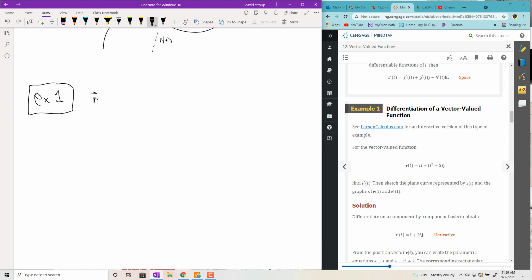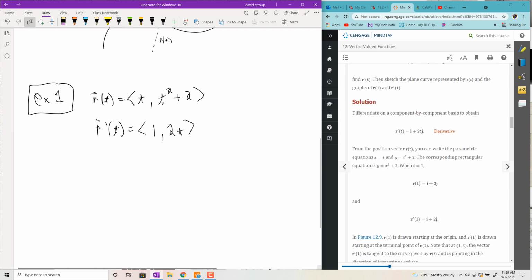So basically find the derivative. And again, I just like to use component form, honestly, mainly because in WebAssign, if you want to use the i, j, k, you have to go to the calc pad. So it's just terribly annoying. Okay. So anyways, if you know how to take derivatives, it's pretty simple. The derivative of t is 1. The derivative of t squared plus 2 is 2t. And there it is. That's easy as pie.